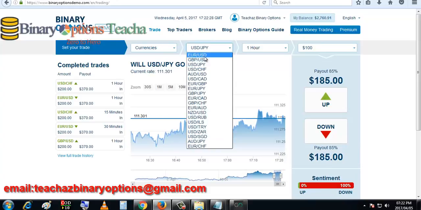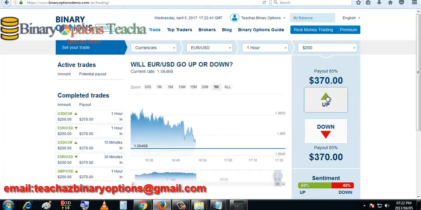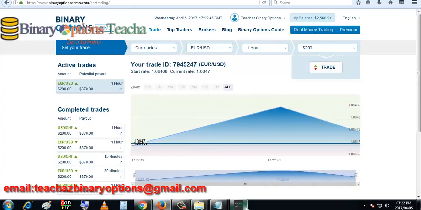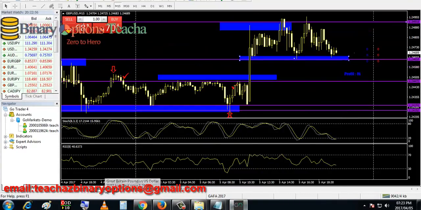So let's change the currency, Euro USD. Here, if you check on the sentiment too, this is another added confirmation that you can use if you're using this platform. This platform looks like a demo account for STOCKPAIR. I'll put a link in the description below. If you want to sign up with STOCKPAIR, you can also sign up and use this strategy. It works very well.